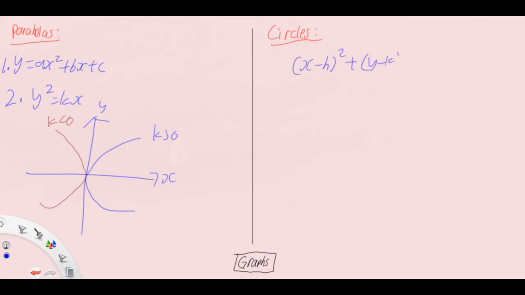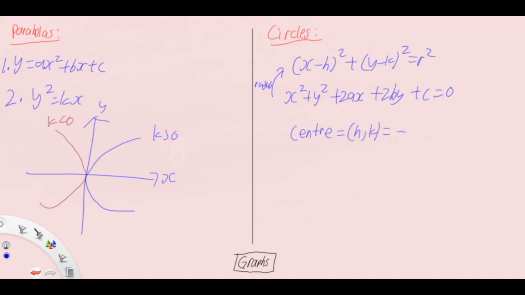General equation for a circle: (x minus h) squared plus (y minus k) squared equals r squared, or x squared plus y squared plus 2ax plus 2by plus c equals 0. Change the second to the first one to give you the radius. Center at (h, k) or (minus a, minus b), radius is simply r.